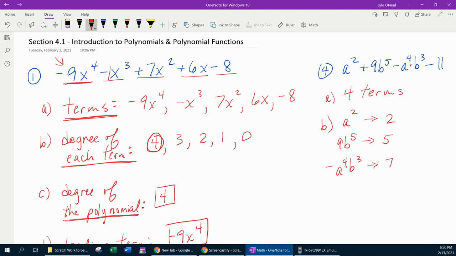And then the last term, the negative 11, again, remember that's the constant, and a constant always has a degree of 0. So that is the main thing I wanted to point out in this particular example, is how you calculate the degree of a term with several variables.